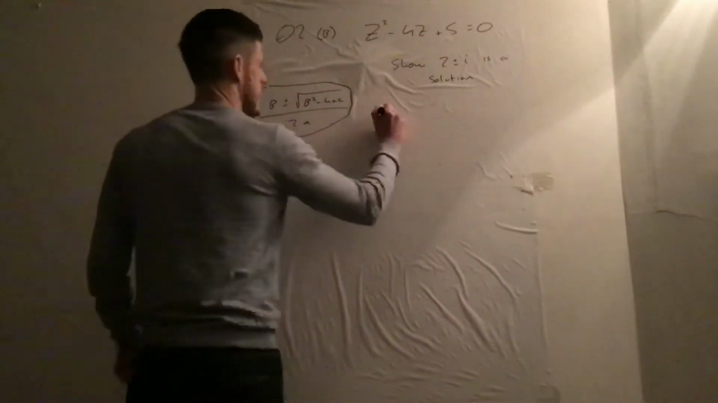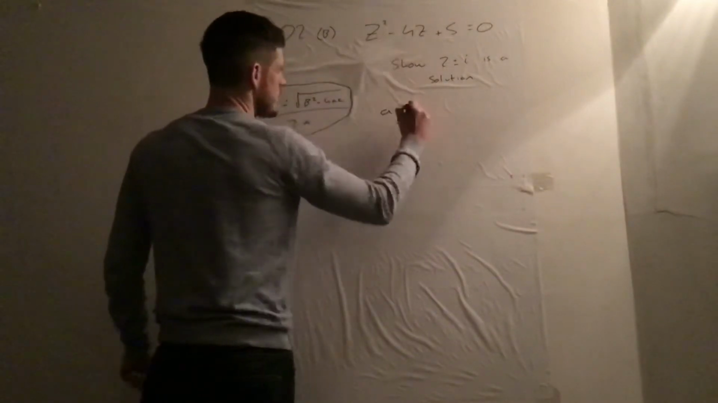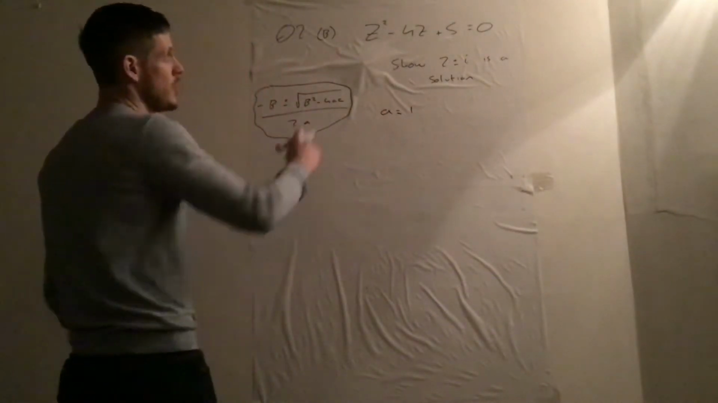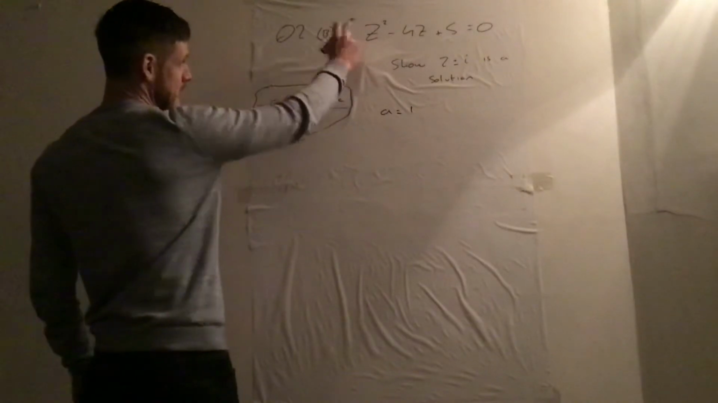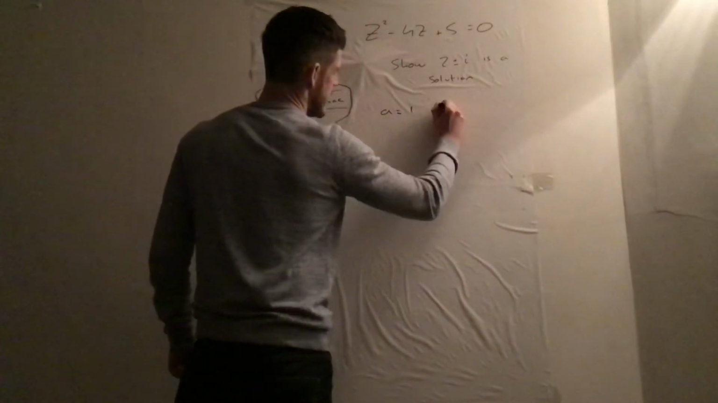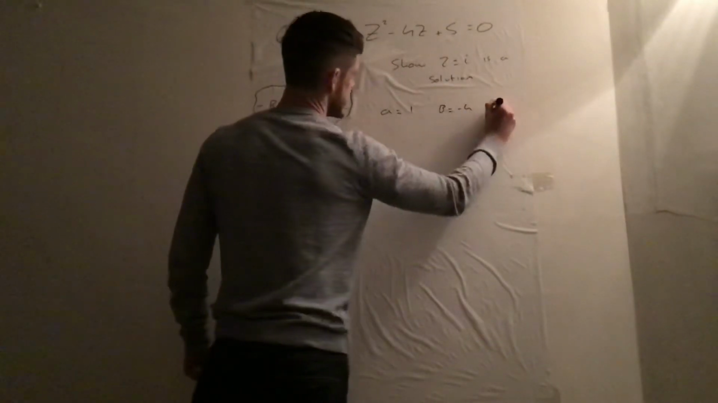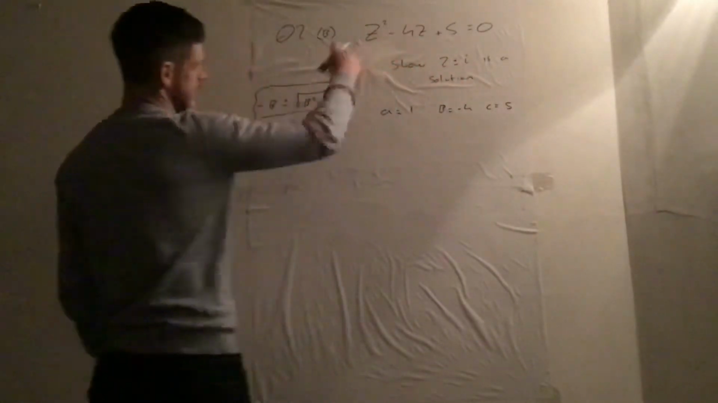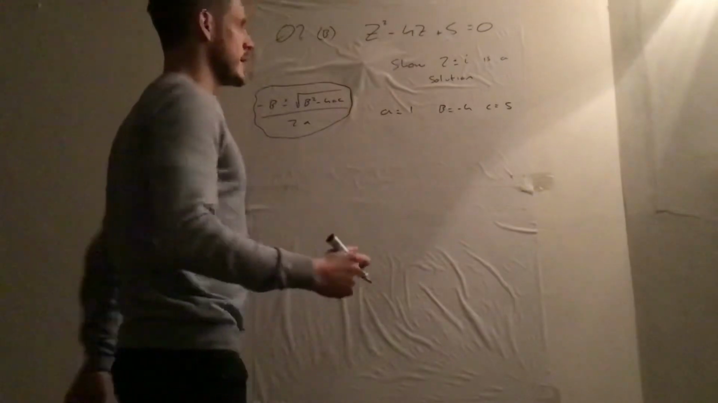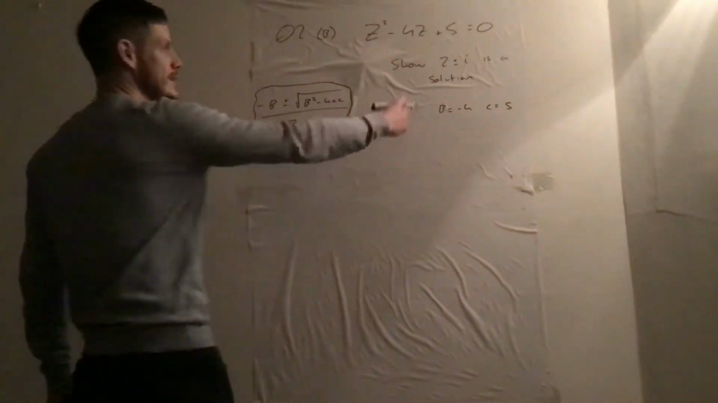So a in this case is going to be 1, because 1 is in front of z squared. Okay, there's nothing in front there, so we assume it's 1. b is going to be minus 4, and c is going to be 5. Now make sure you get the signs right. That's a minus 4 for b. Okay, if you don't get the signs right, you won't get the right answer.